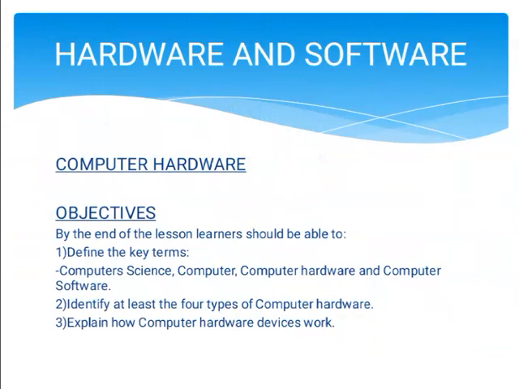The objectives of this lesson are: by the end of the lesson, learners should be able to, 1. Define the key terms, and the key terms that need to be defined are computer science, computer hardware, and most probably computer software. Objective number 2 is that learners should be able to identify at least the 4 types of computer hardware. The last objective, which is the third one, is that learners should be able to explain how computer hardware devices work.